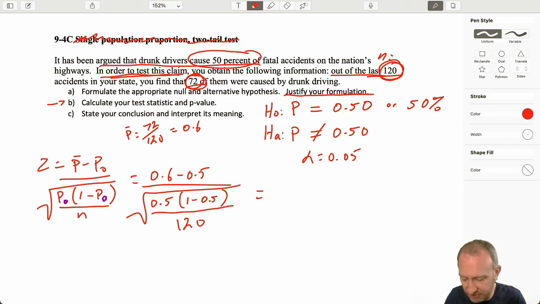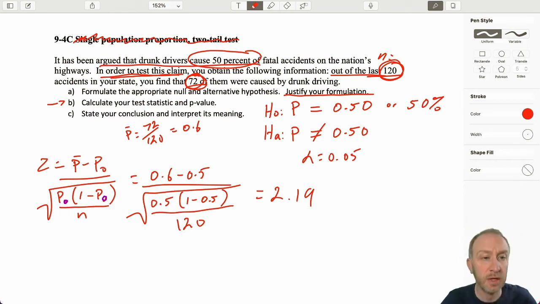So this gives me 0.5 times 0.5 divided by 120. Oh, there's a mistake. That gives me 2.19 as my test statistic.